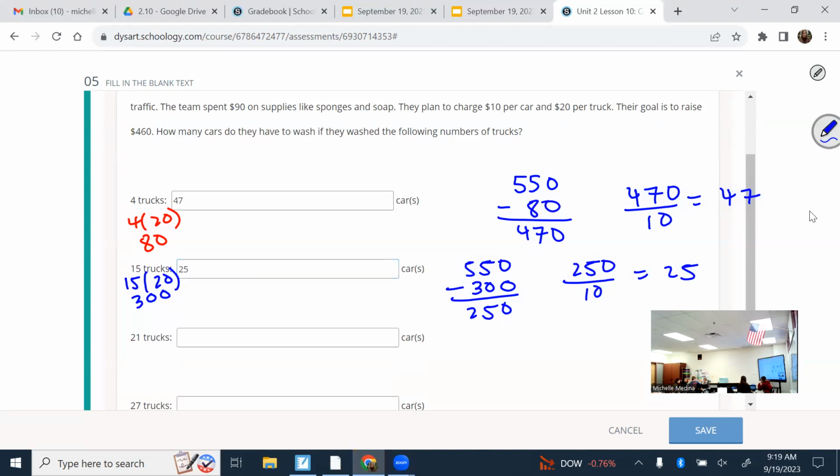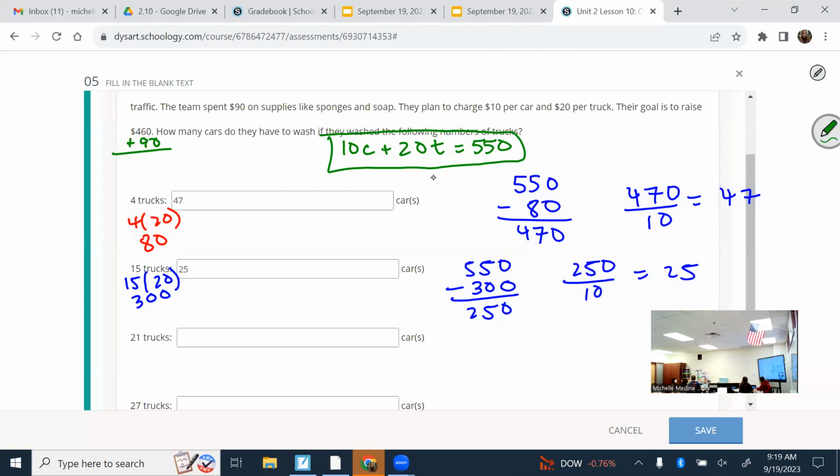But if you made the equation, then that might be easier. Like they're charging $10 per car and $20 per truck. And that's giving me my total raised, which would be the 460 plus the 90 that they spent on supplies. And then you could rearrange it to make it easier to solve for the number of cars. Or you could just plug into this equation. Or you could reason with the math. As long as you get the right answer at the end of the day, it doesn't really matter.